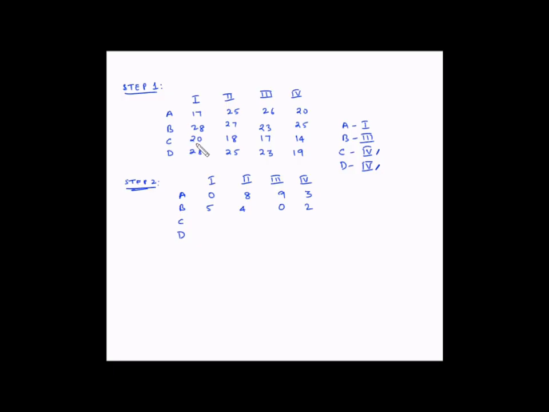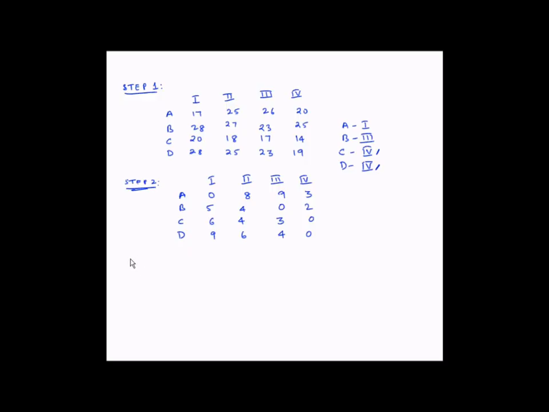Similarly, for the third one, the lowest is 14. So we have 6, 4, 3, 0. Fourth, we have 19 as the lowest. So we have 9, 6, 4, 0. So let's repeat the same steps, but this time we'll do column wise.